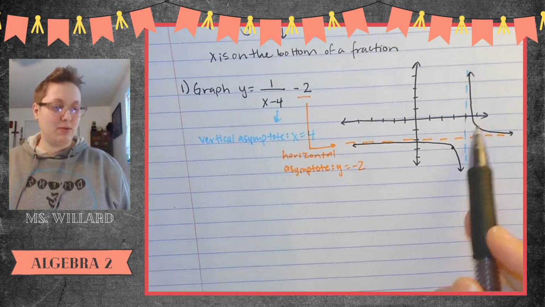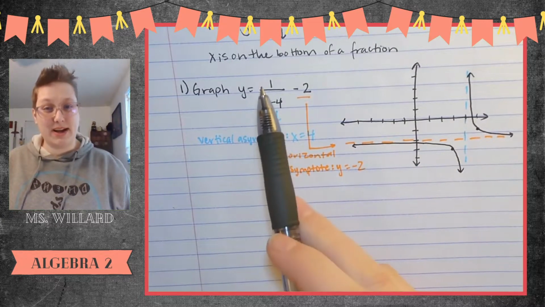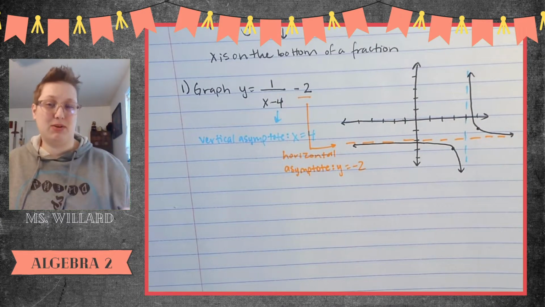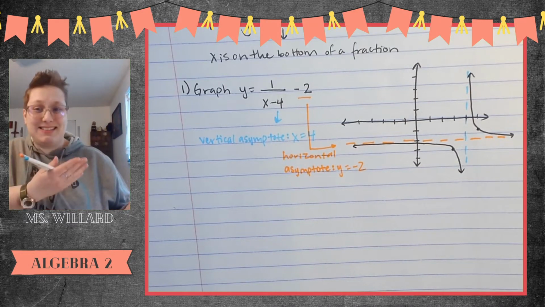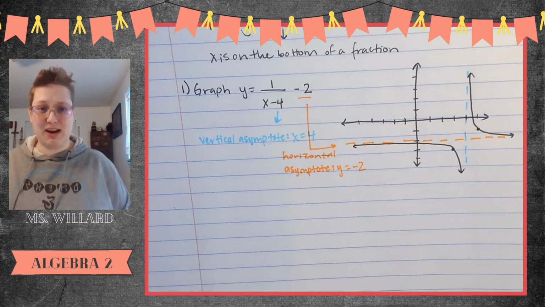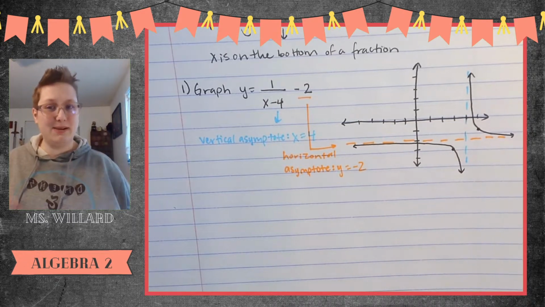It's not always going to be 1, 1 from here. That's just because it's a 1 on top. If it's a 4 on top, it'll go through 1, 4, and 4, 1. But we're going to do that one in just a second. But that's a rational function graph. It makes this really cool butterfly.